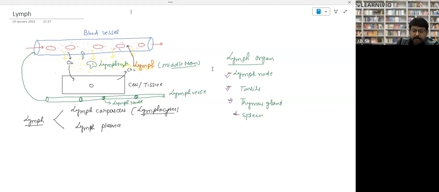Next point. Mainly globulin protein is present, which actually are antibodies.